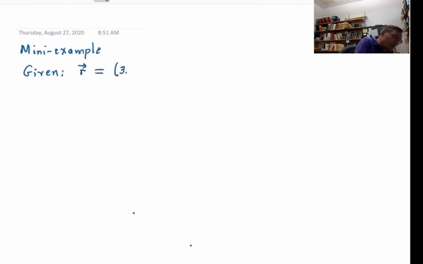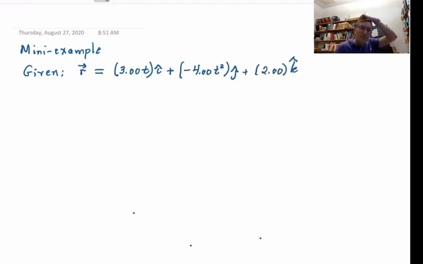Here we go. 3 times t times i hat plus negative 4 t squared times j hat plus 2 times k hat. Okay, so we're given the position vector in unit vector notation. I see that the x-coordinate of the particle, which is the thing multiplying the i hat, depends on time. That, right there in parentheses, is x of t. The x-coordinate is a function of time.